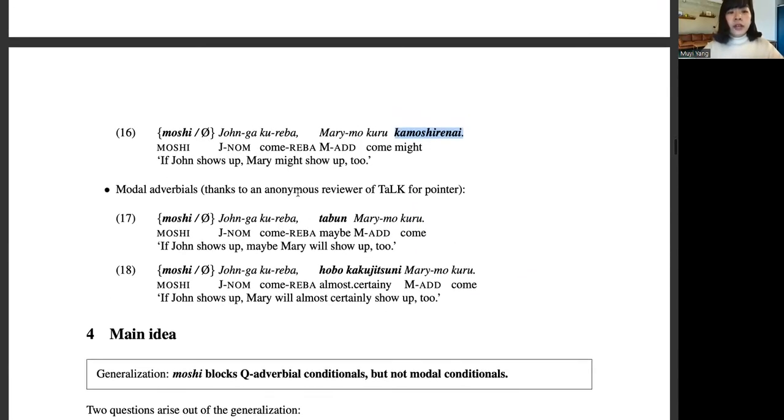And also, if we look at modal adverbials like 多分, maybe, and ほぼ確実に, almost certainly, these sentences also don't seem to interact with moshi in any interesting way. It's just you have it, you don't have it, it doesn't really make any difference.